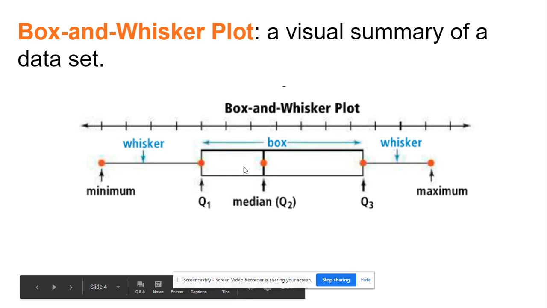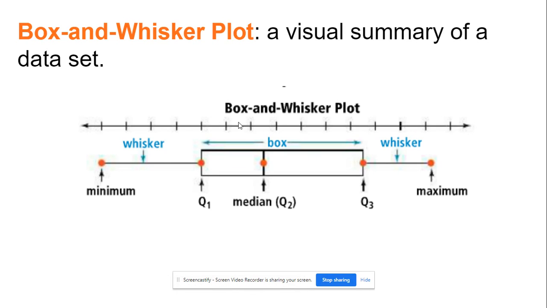We have the box here in the middle, a whisker, and a whisker. So you can kind of see where the box and whisker gets its name. So we have the minimum, quartile 1, the median, quartile 3, and then the maximum. Those are the 5 important key values that we're looking for, and I'm going to go into more depth here in the next slide.